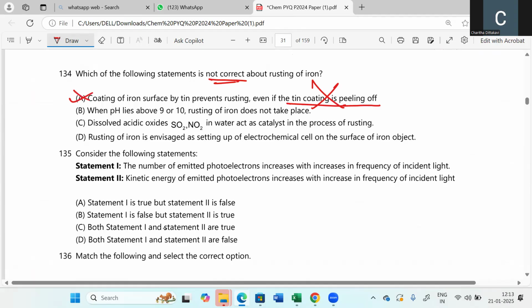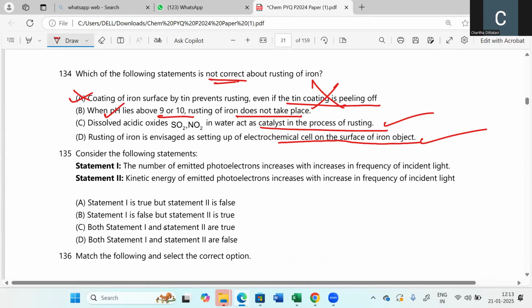This is wrong. Then, when pH lies above 9 or 10, rusting of iron does not take place. Yes, this is also important. When you have pH above 9 or 10, rusting does not take place, right? And dissolved acidic oxides in water act as catalyst in the process of rusting. Yes, it acts as a catalyst. It speeds up the rusting process. And rusting of iron is envisaged as setting up of electrochemical cell on the surface. Yes, surface of the object only. It is a surface compound that forms first and then later moves inside.